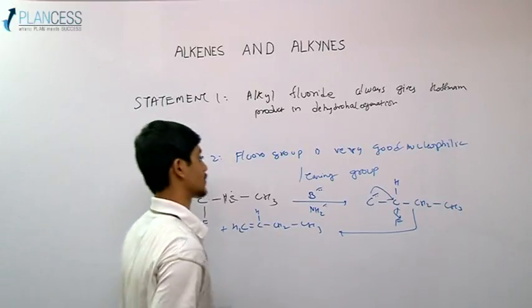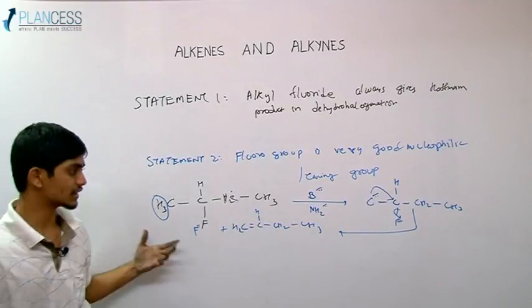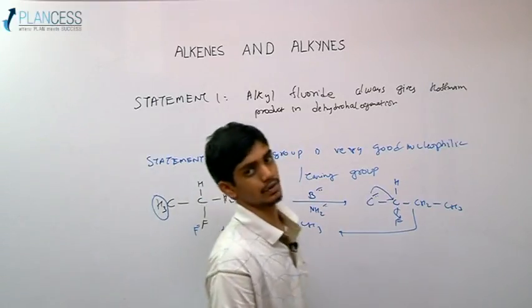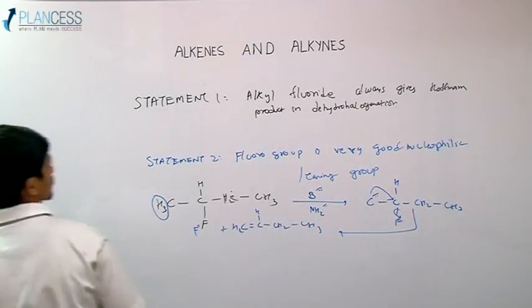So now you observe that you get a Hofmann product instead of a Saytzeff product, and you will always get a Hofmann product because of the formation of the carbanion. So that means our statement 1 is actually true.